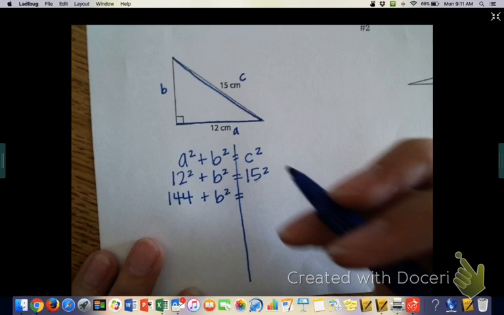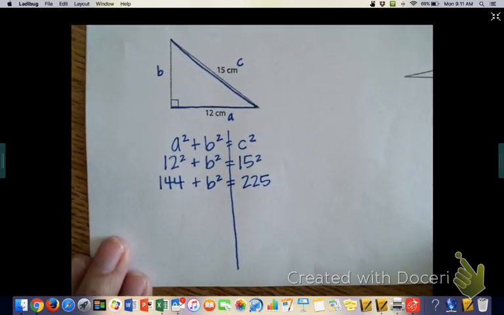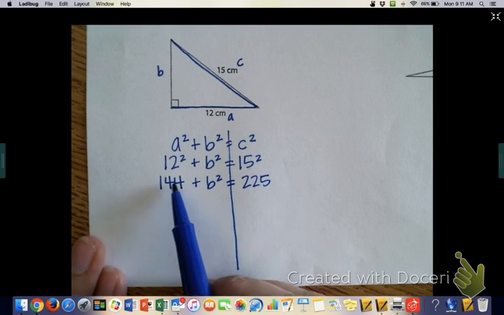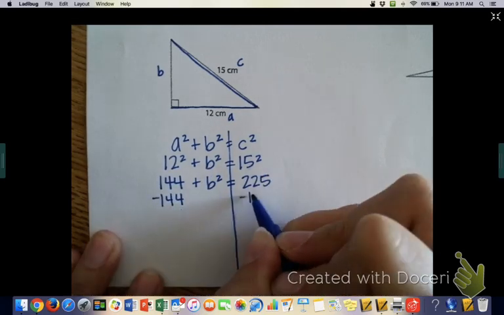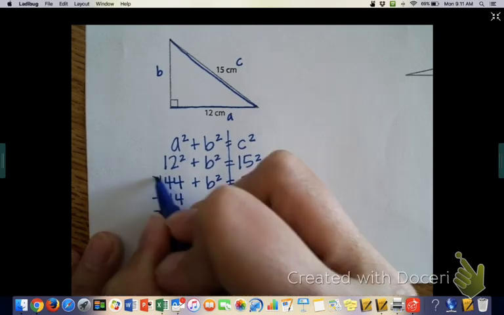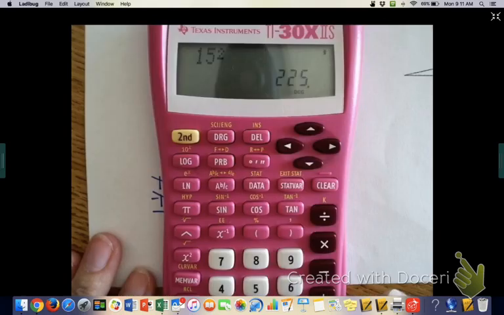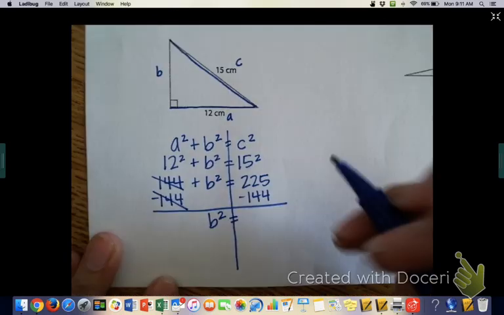So write 225. Okay, this is going back to solving an equation. It's been a few months since we've done that, but please, hopefully you remember how. We need B to be solved. So we have to get rid of the 144 by subtracting it. Cancel, bring down B squared. 225 minus 144 is 81.